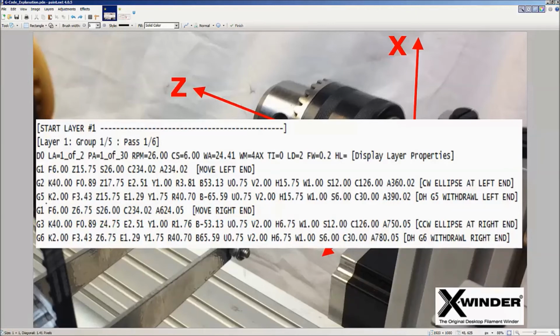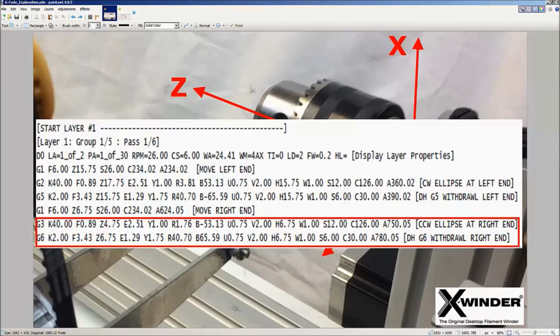So with the G1, we move back to the right end. We're moving at a feed rate of 6 inches per second. We move back to a Z coordinate of 6.75. The mandrel is rotating at 26 RPM and is going to go through a total angle of 234. In fact, it's exactly the same. Basically, we've just reversed this original one. We've come back to the right end, and now the mandrel has rotated through 624 degrees at that point.